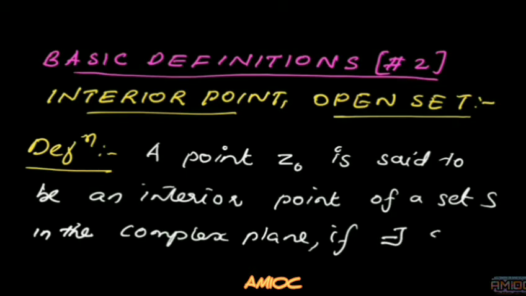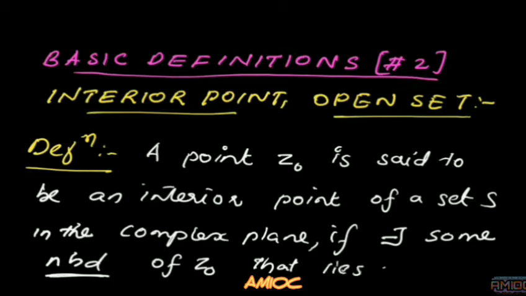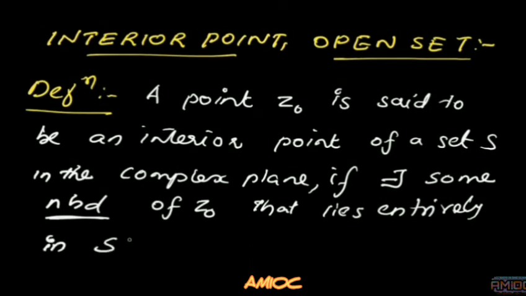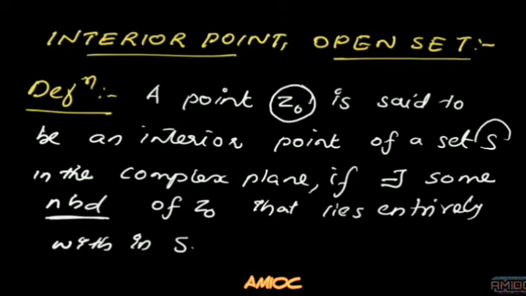there exists some neighborhood of Z0 that lies entirely in S, entirely within S. That means a point Z0 is said to be an interior point of a set S in the complex plane if there exists some neighborhood of Z0 that lies entirely in S.